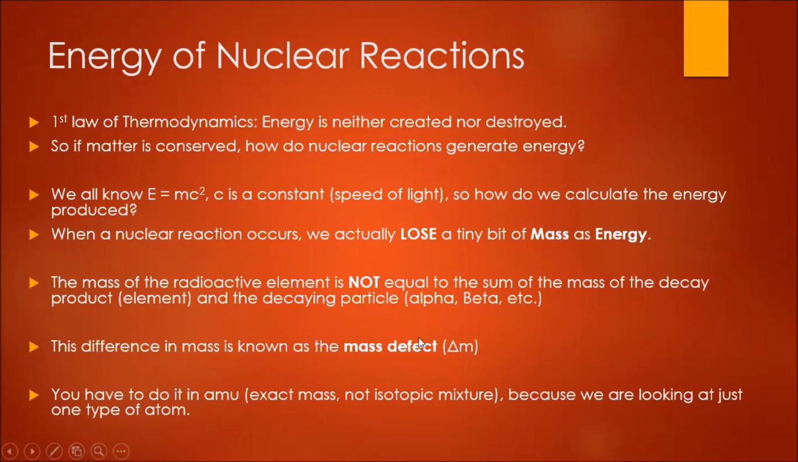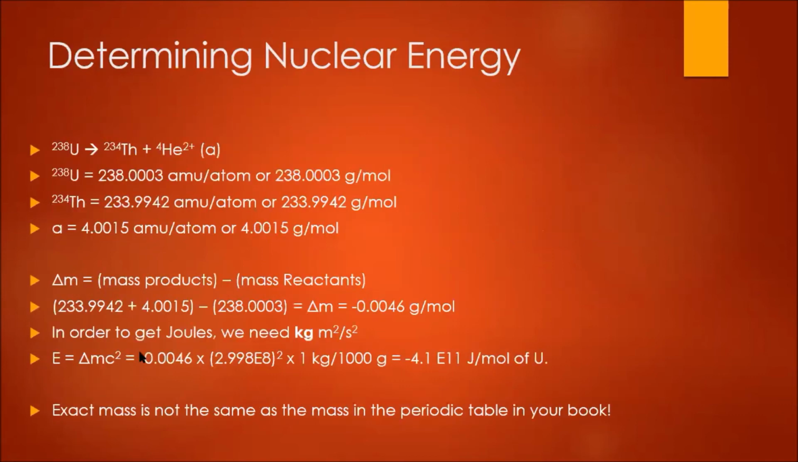And we can physically calculate this. But to do this, you need an exact mass. You cannot use an isotopic mixture. We cannot use the number that is in the periodic table. You would have to actually use the exact mass of that one isotope. So we're just looking at one type of atom being lost, not carbon 12, carbon 13, and carbon 14. We're looking at just carbon 12, or carbon 13, or carbon 14. One, not all three. We're not looking at chlorine 35 and 37. We're looking at just one of those isotopes.